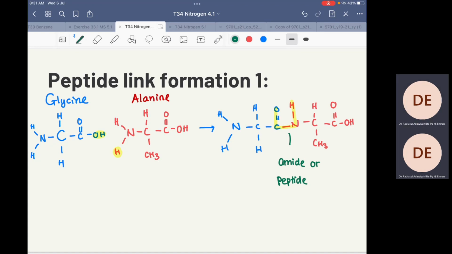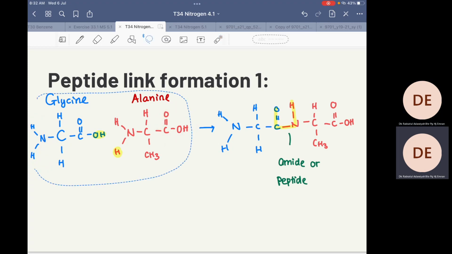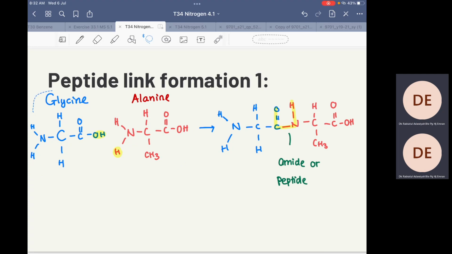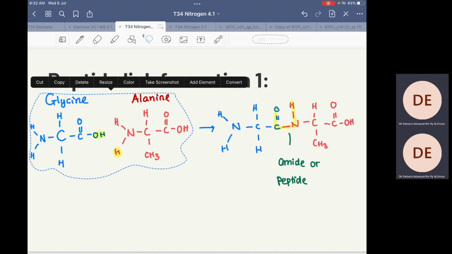There is another possible combination. Can you see it? Can you see that this amine can react with this acid? Yeah, because we haven't done that combination yet. So that's our second. I'll just copy this down. Can I? Yeah, I can. Done. So that's one way.